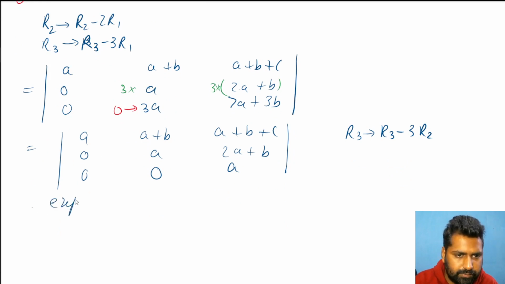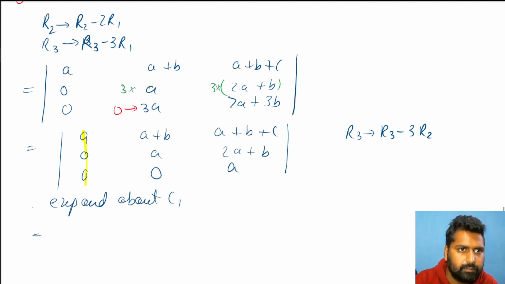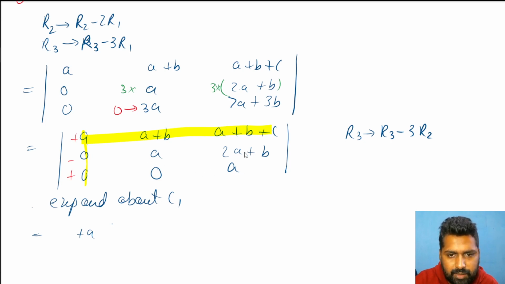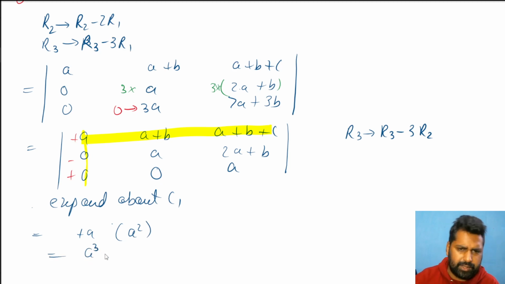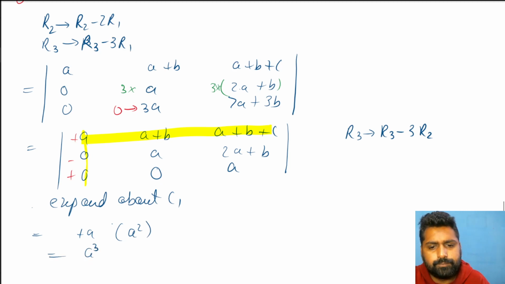Now look at this. If I expand about C1, the signs will be positive, negative, positive, although we don't need that. So positive a into the determinant of, leave the row, leave the column, solve this. So a into a square minus 0 into anything is 0. That's the whole purpose we created this another 0. So a into a square. The answer was very simple: a cube. Okay, that's done.